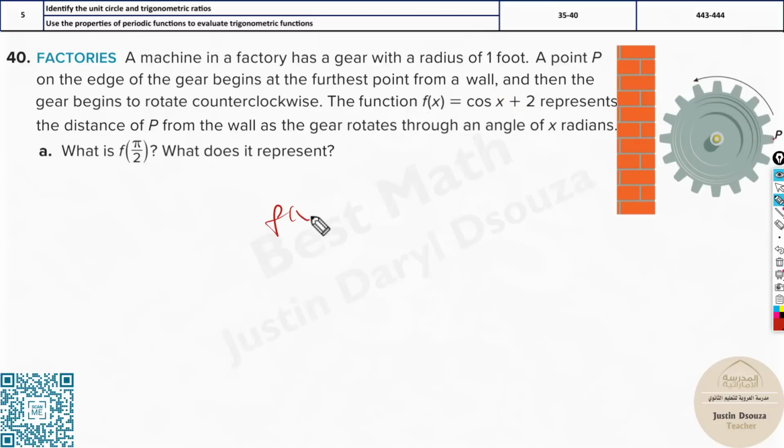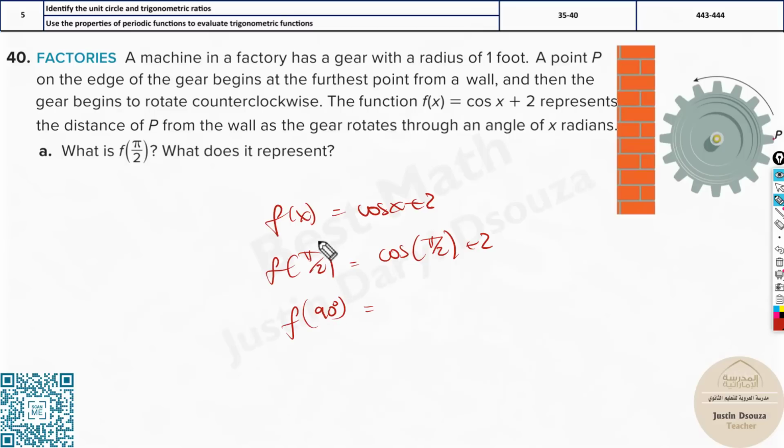Now we have the function f of x is equal to cosine x plus 2. Instead of x, what do we have? We have pi by 2. So we just put cosine pi by 2 plus 2. Now it's up to you. You can change this to degrees. Pi by 2 is 90 degrees. You can leave it as pi by 2, change the mode to radian and solve, but I would just change it to degrees. And over here it's cosine 90 degrees plus 2.